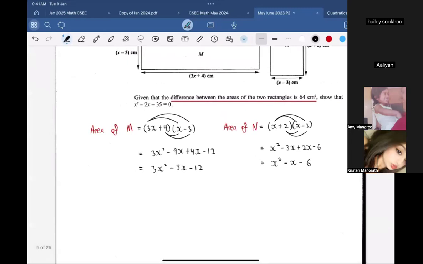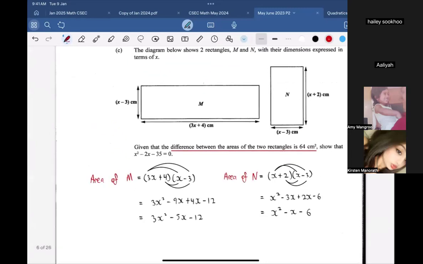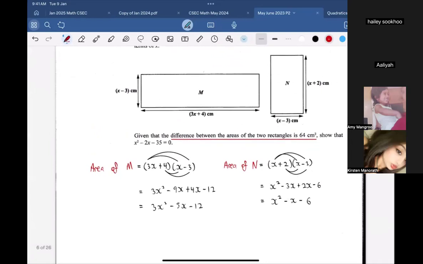So then, Vade, we have the area of M and we have the area of N. Let me write the equation. According to the information, they're saying the difference of the areas is 64. Which one looks bigger, M or N? Just by looking at it. M. Yeah, so we could say area of M minus area of N.